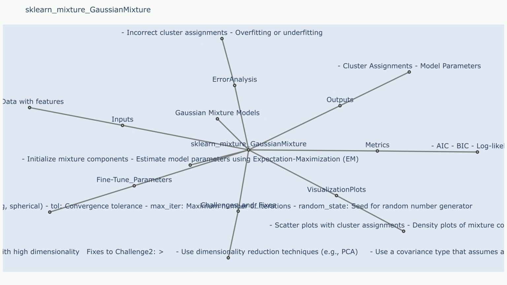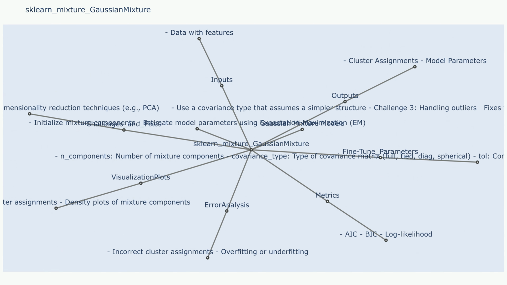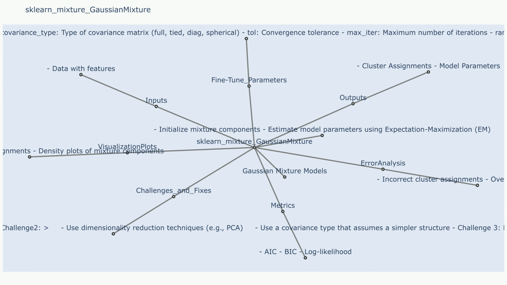Metrics. AIC, the Akaike information criterion: a metric that balances the model's goodness of fit with the complexity of the model. Lower AIC values generally indicate a better model. BIC, the Bayesian information criterion: similar to AIC but penalizes model complexity more heavily. Lower BIC values generally indicate a better model. Log likelihood measures the model's ability to fit the data. Higher log likelihood values generally indicate a better model.